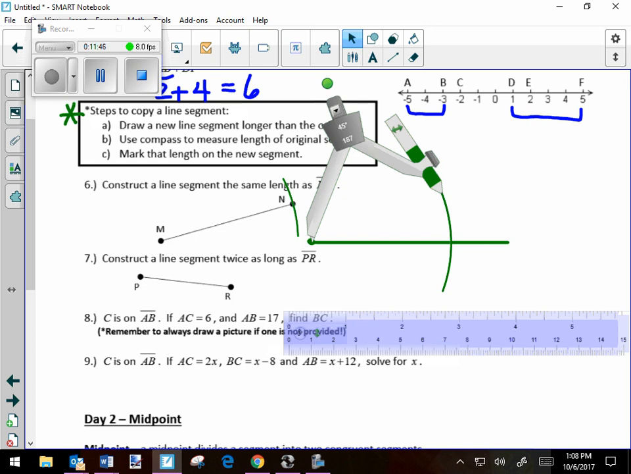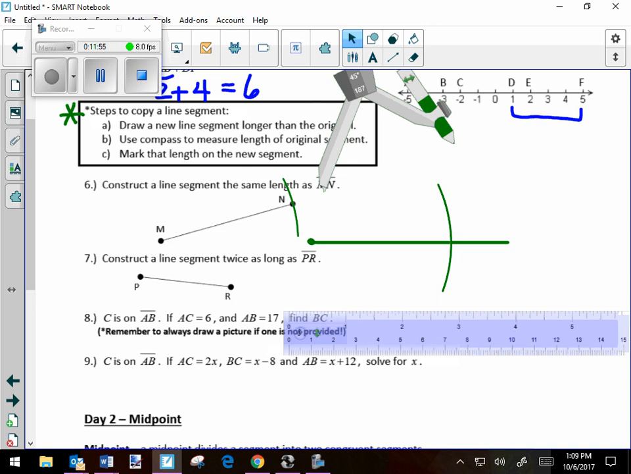Now, you will notice I'm not using my ruler to measure the length of the segment. I'm using my compass to mark off the exact same measurement. Theoretically, this should be M prime, and this should be N prime, the new endpoints of your segment, which means that however big MN is, M prime N prime is exactly the same size.